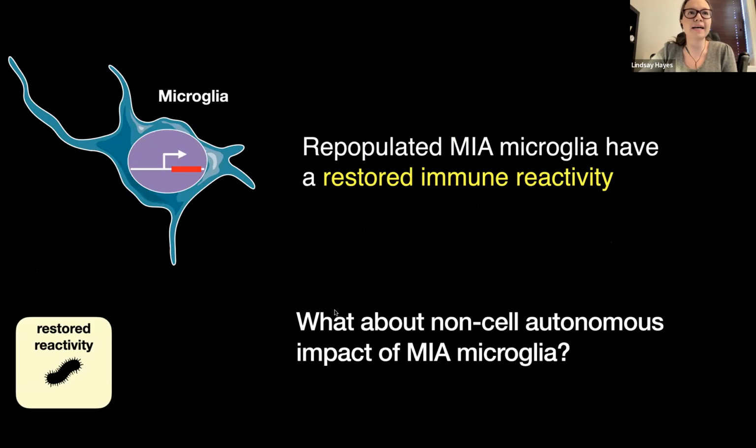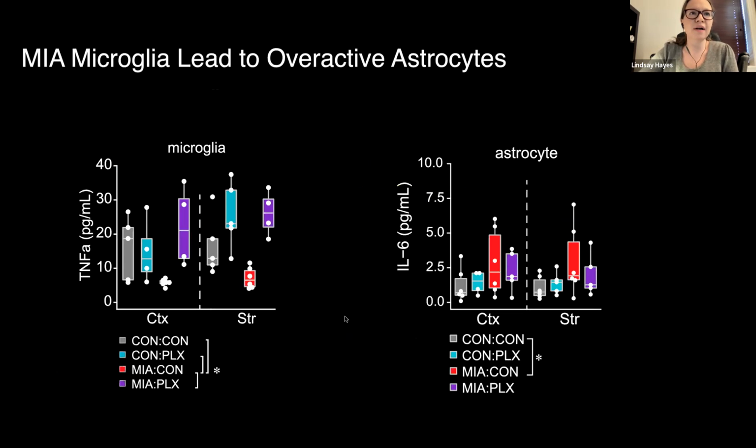But the final part I wanted to ask about were the non-cell autonomous impact of MIA microglia. Everything I've shown you so far has been about microglia, but what about the effect of MIA and microglia's function on other cells? So I looked at protein expression to further validate the RNA sequencing results. And so as you can see, in the MIA in red, in response to LPS, we had a decrease in the protein expression of TNF alpha that was again ameliorated in the repopulated microglia.